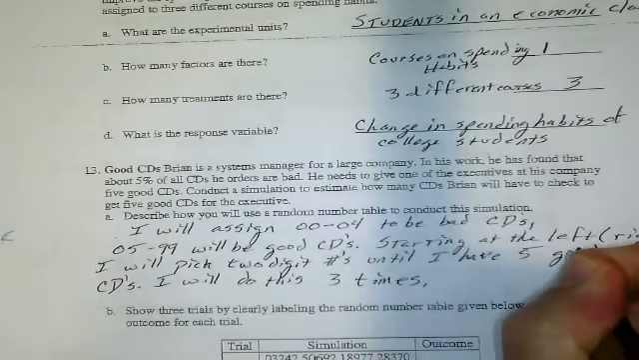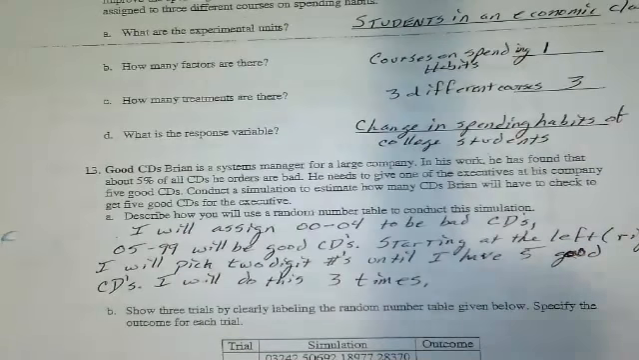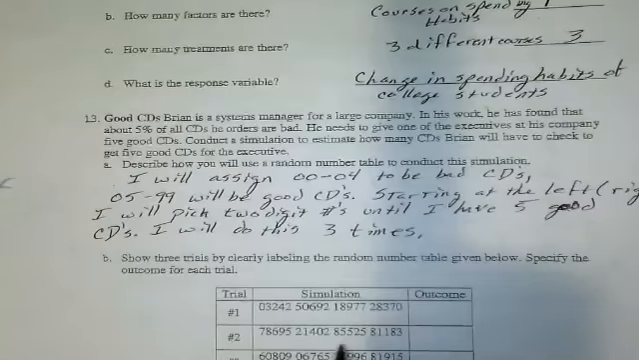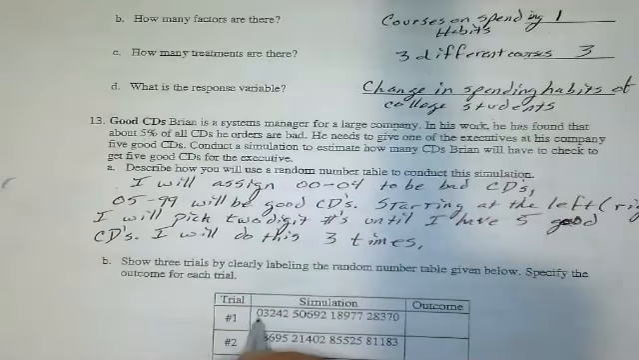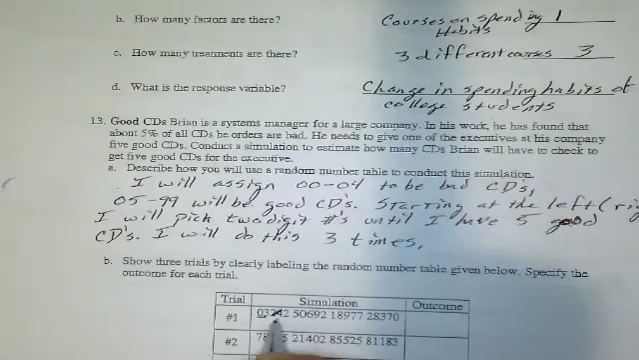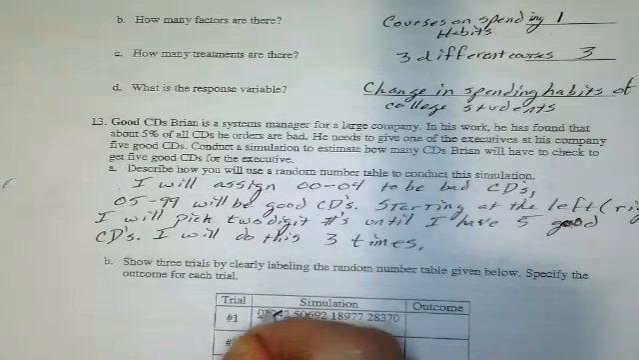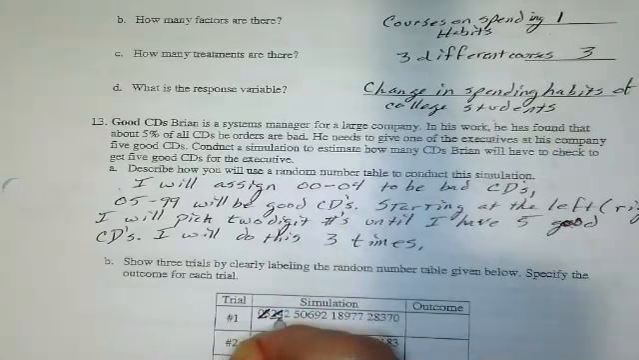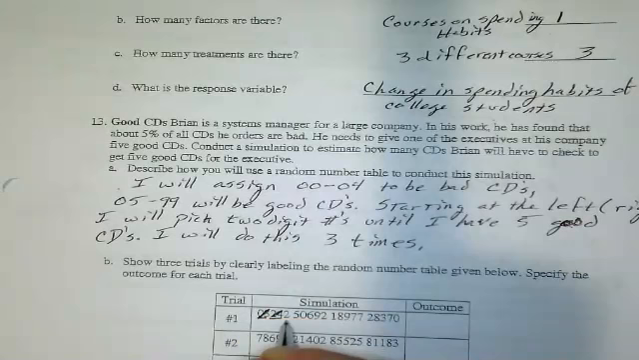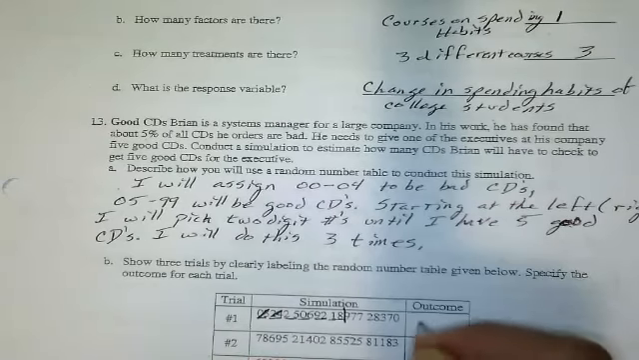It looks like it says good CDs. And I will do this 3 times. So here we go. I'm going to let you watch my trials. So good CD, bad CD. 03 is bad. Oh, sorry, wrong way around. That's bad. That's good. My mistake. 1, 2, 3, 4. 1, 2, 3, 4, 5. So it took me 6 CDs.